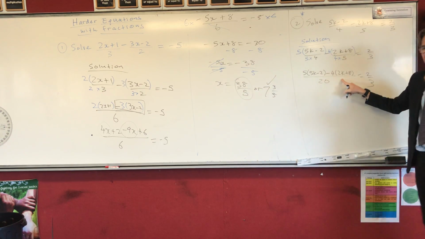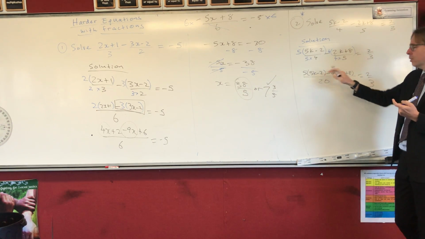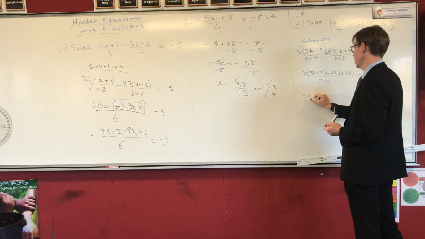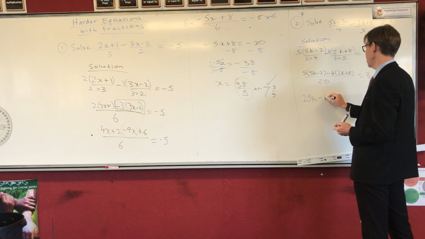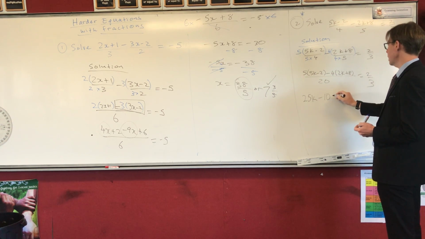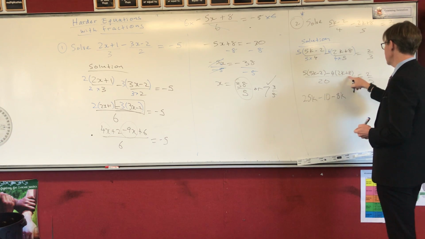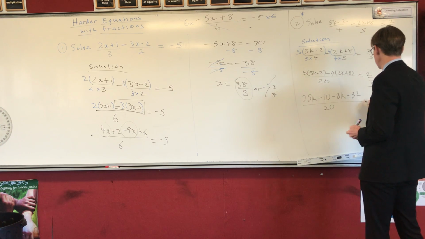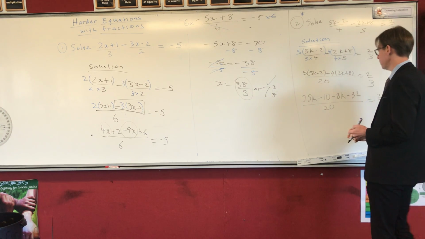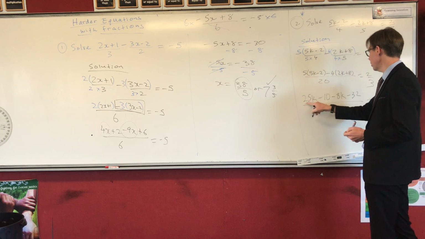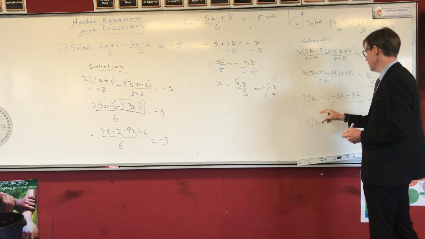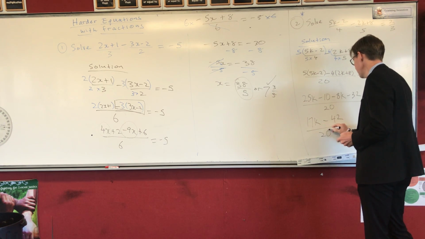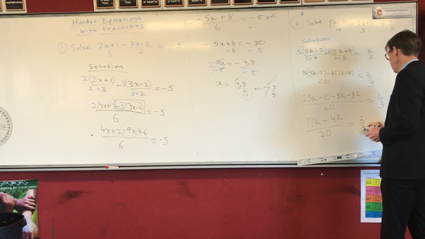Now notice I'm not expanding the brackets yet. I don't do that until after everything is one fraction. Now I'm going to expand the brackets. 5 times 5k, 25k. 5 times minus 2 is minus 10. Negative 4 times 2k is negative 8k. Negative 4 times 8 is negative 32. All over 20 is equal to 2/3. From here I can simplify. 25k minus 8k is 17k. Negative 10 minus 32 is negative 42. Divided by 20 equals 2/3.